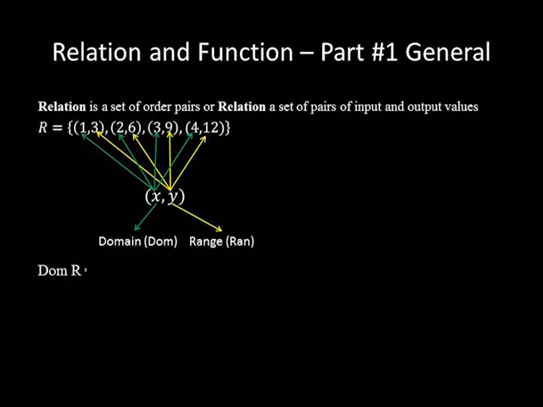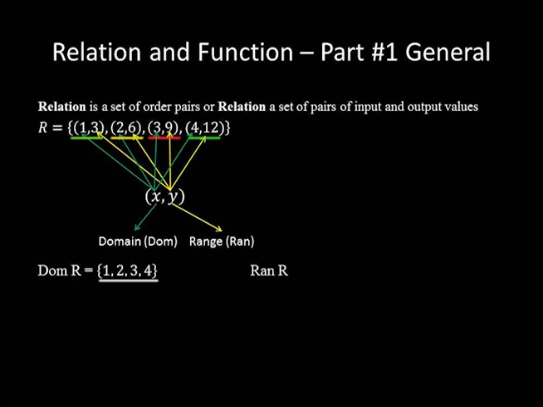Domain of relation equal to: since domain is a set of input values, we have to add the symbol of set and list out all the input values, or the first values of each ordered pair, usually in ascending order. For the first ordered pair, the value in place of x is 1. For the second, it is 2. For the third, it is 3. And for the last ordered pair, it is 4. Thus, domain is a set consisting of these 4 input values.